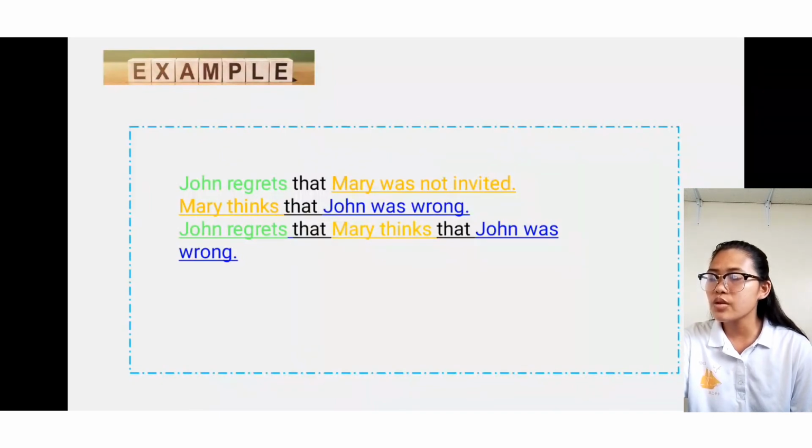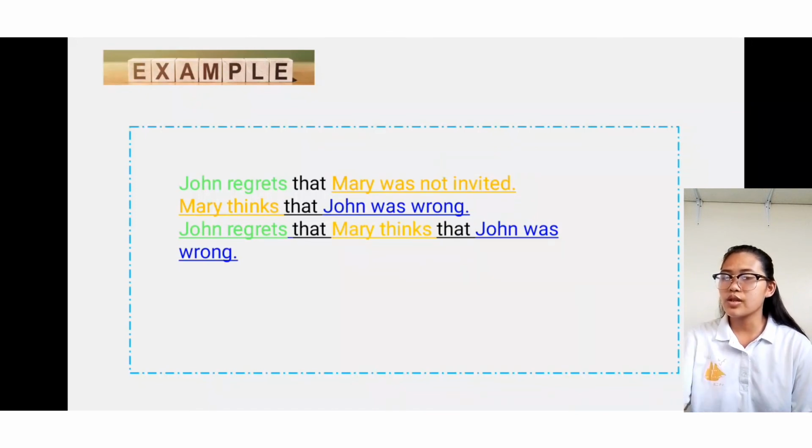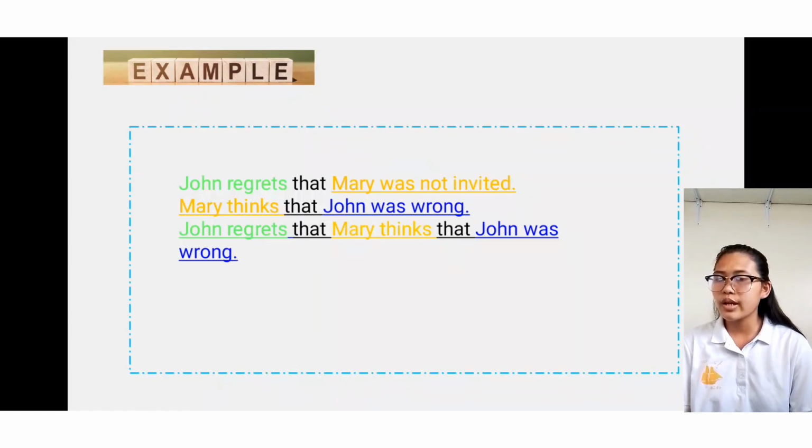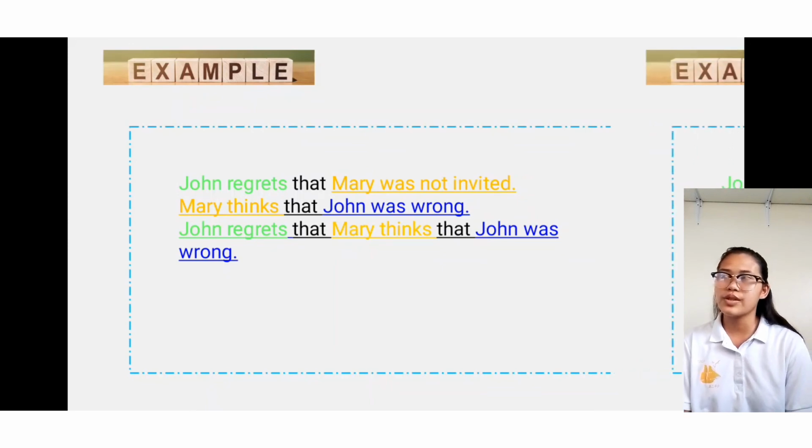Now, those sentences can be fixed and attached into something like this: John regrets that Mary thinks that John was wrong. So that is an example of constituent recursion, which allows for the embedding of categories, or embedding of a sentence into larger units. So, a constituent containing constituents of the same type.